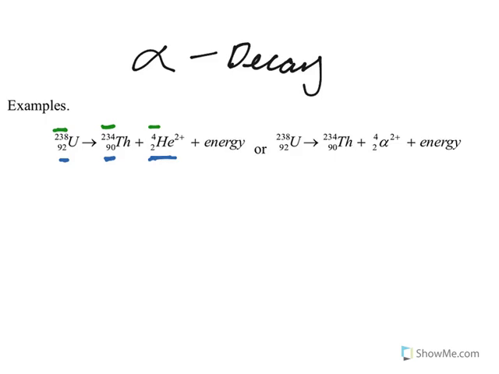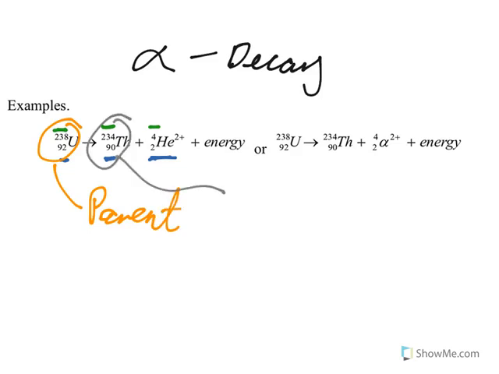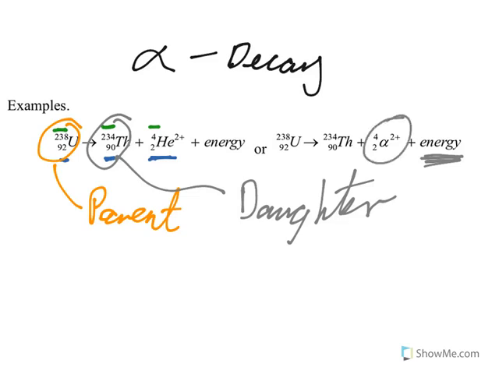There's a couple of terms that are used. This uranium is called the parent, so that's what we start with, and then the thorium is called the daughter, so that's our daughter nucleus. They're just two terms that are used, parent and daughter. And you'll notice it says energy, a lot of it's kinetic energy because these alpha particles get shot out. So they have kinetic energy.